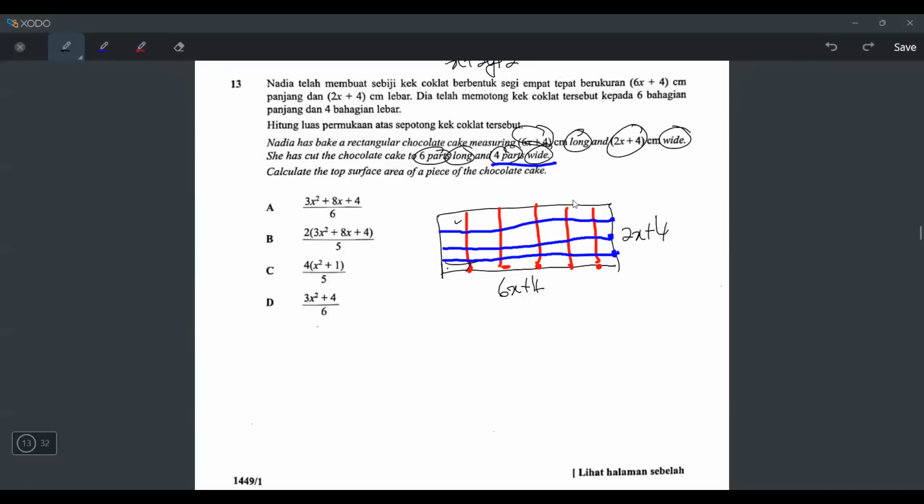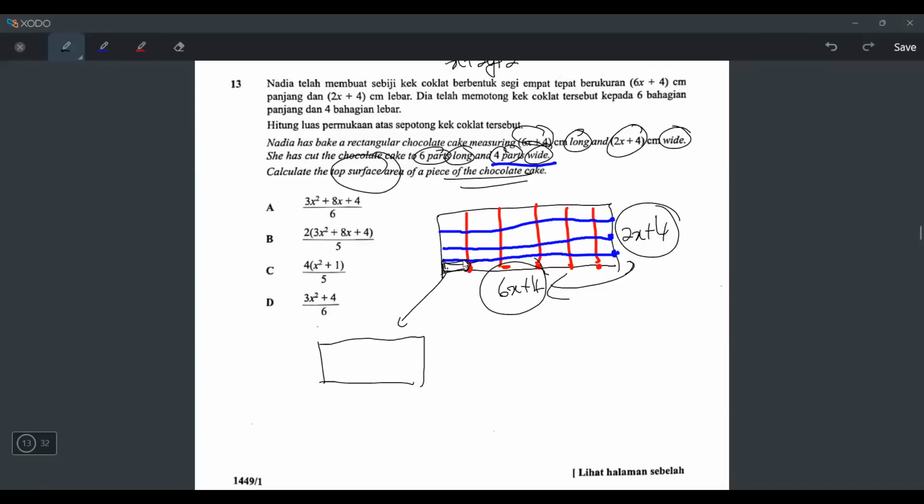Okay, now they say calculate the top surface area of one piece of chocolate cake. Okay, there are 2 methods that I can think of right now. The first is you find the area of the whole thing first, and then you divide by 24 because there are 24 pieces, right? Means you take 6x plus 4 times 2x plus 4. After you multiply them, you divide by 24 to get the surface area of one rectangle. But I will not do it like this. I will do it a little bit differently. But both methods work.